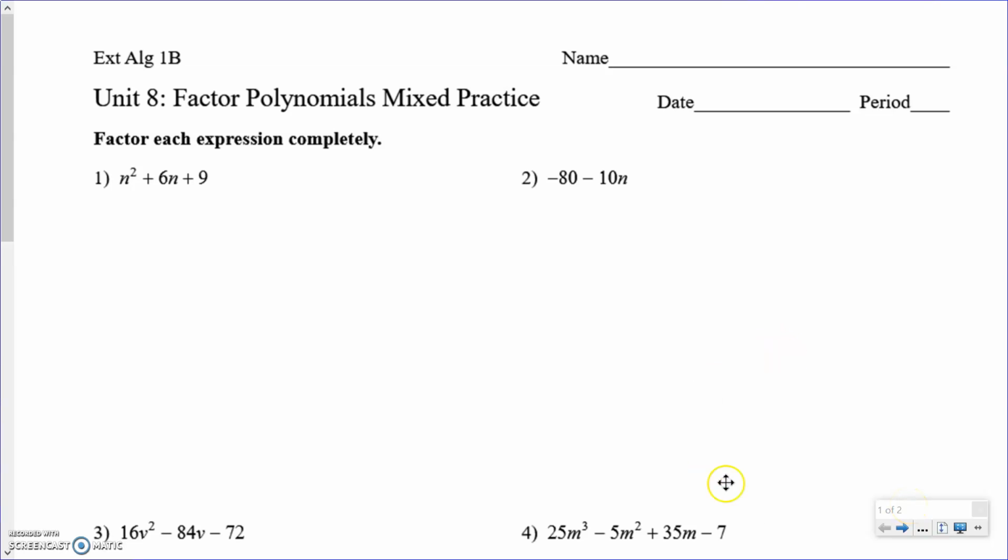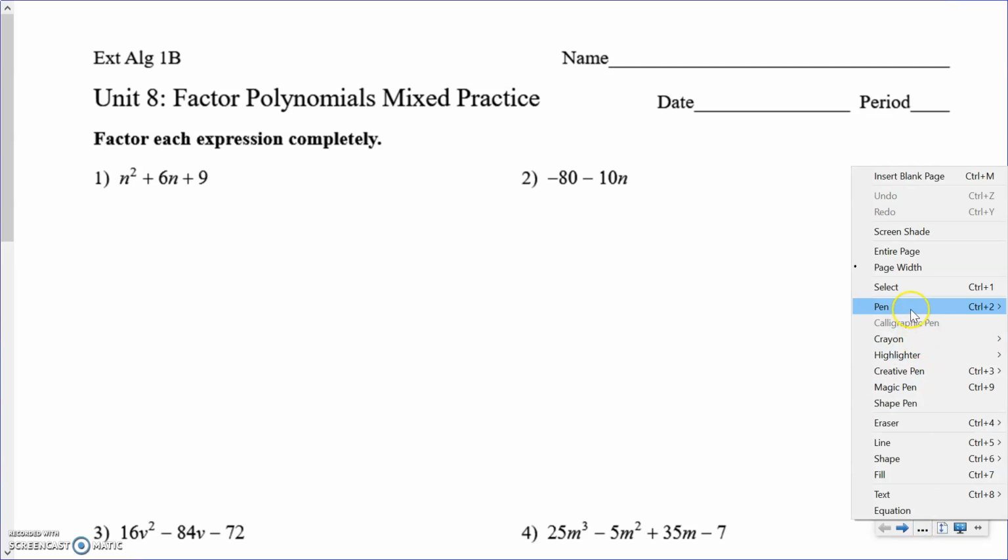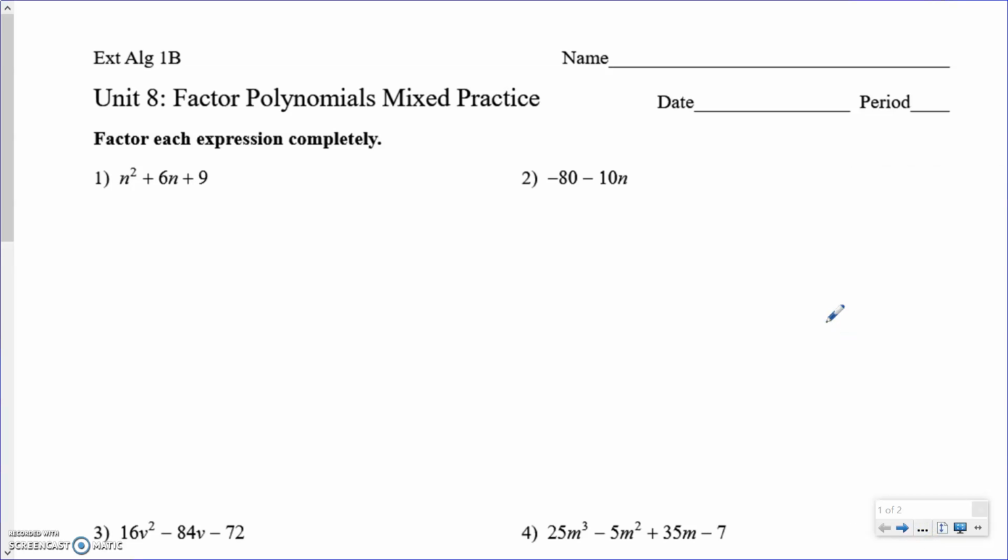Okay, today we're going to go through some examples of determining the best method to use when factoring polynomials. So we're going to go through some of these fairly quickly, and if you need help, hit pause, let us know through GoGuardian Chat or jump into the Google Meet.